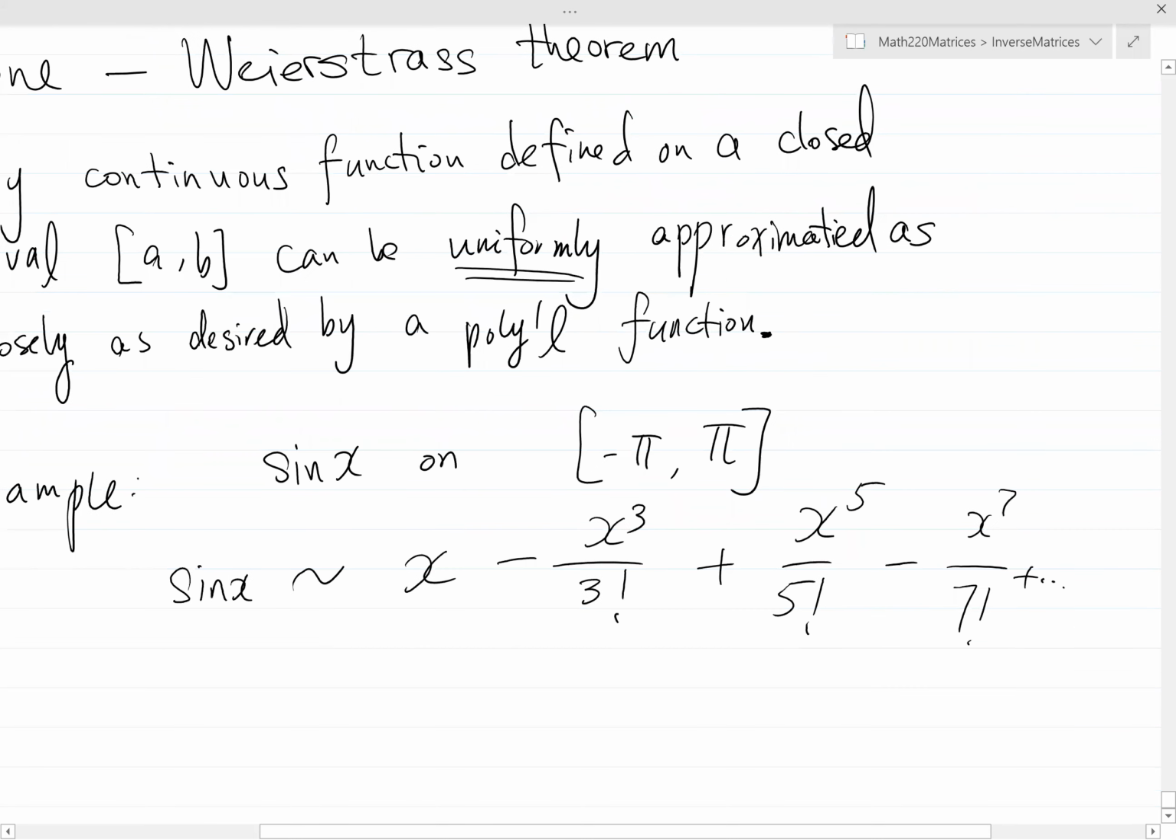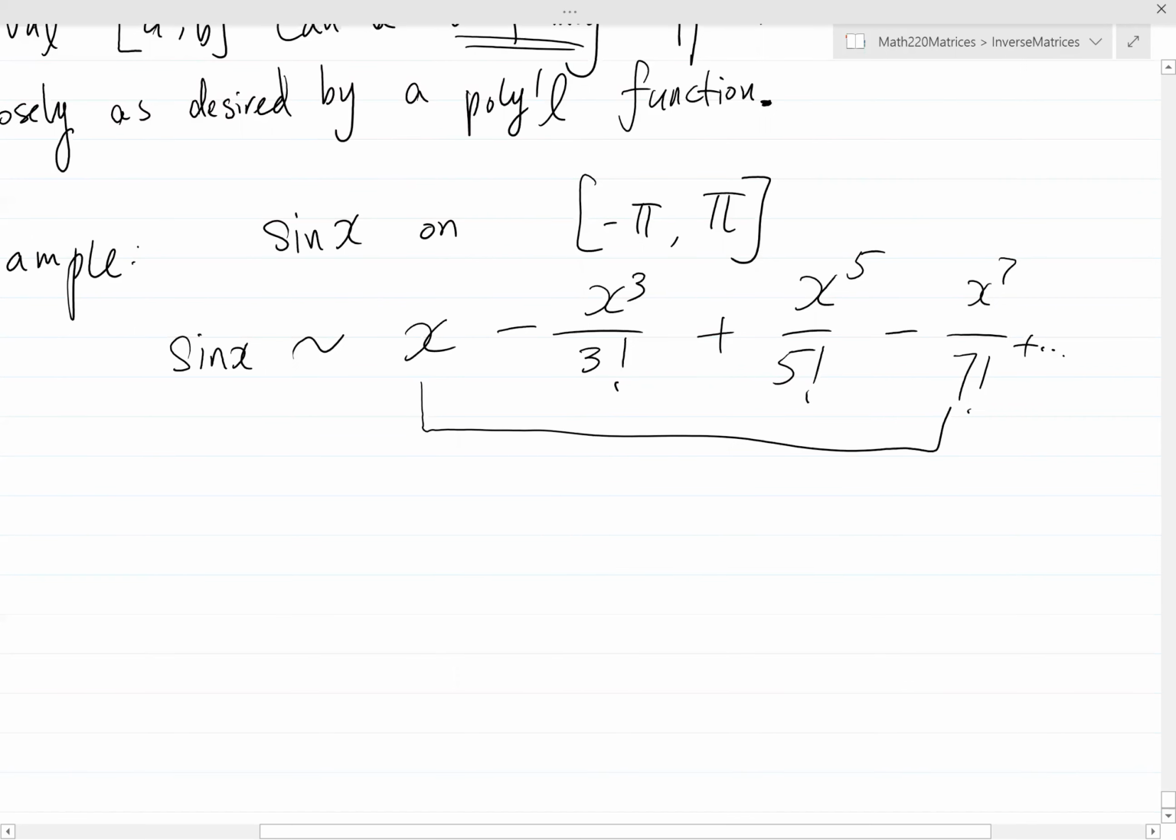That is, you can use polynomials to approximate the function. If you use higher degree, you can get better and better approximation. So the error term can be arbitrarily small, at whatever point within negative pi to pi. You get a better and better approximation if you let the polynomial go to higher and higher degree.